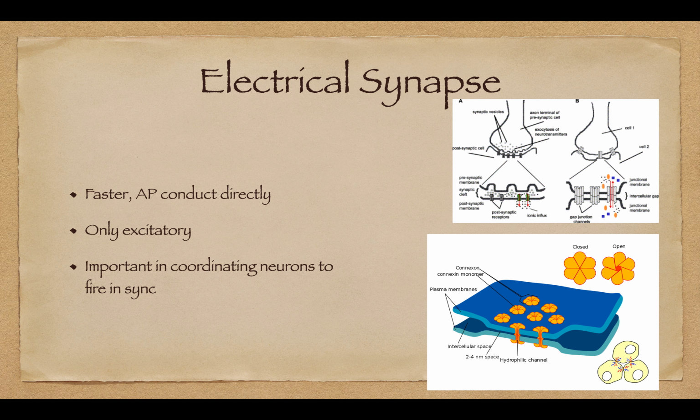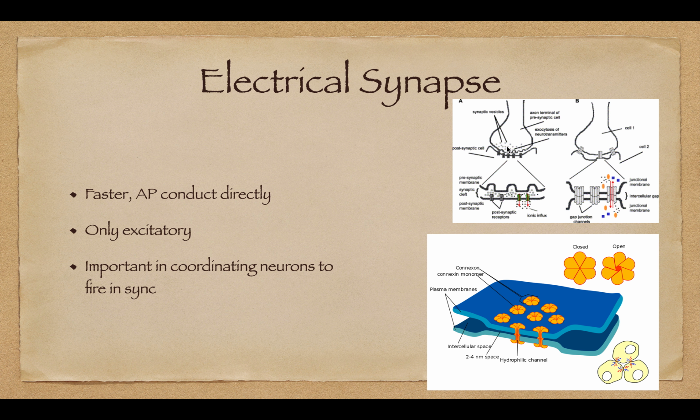The electrical synapse is going to be the fastest, of course, because this will conduct the action potential, and unlike the other chemical synapse, this is only excitatory because as you know, the action potential is an all or none phenomenon, and it only produces an action. There's no inhibition. So these are important in the body because they coordinate the neurons to fire in sync, whether it be in the skeletal muscle or in the cardiac muscles.